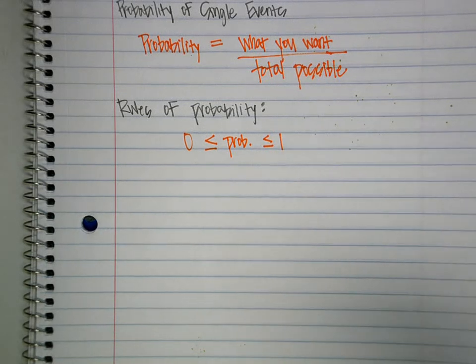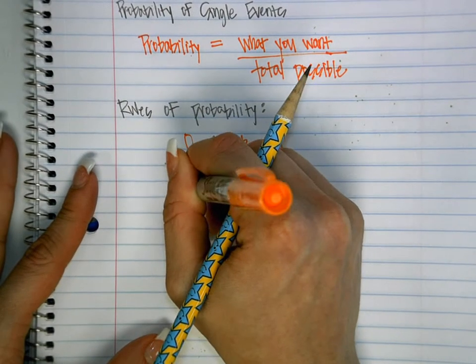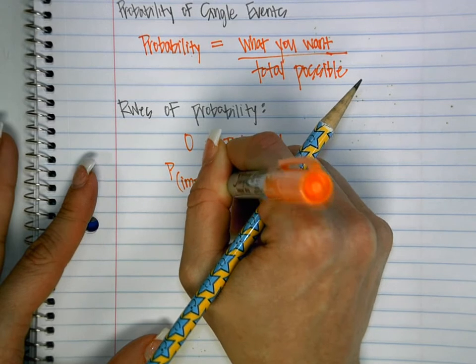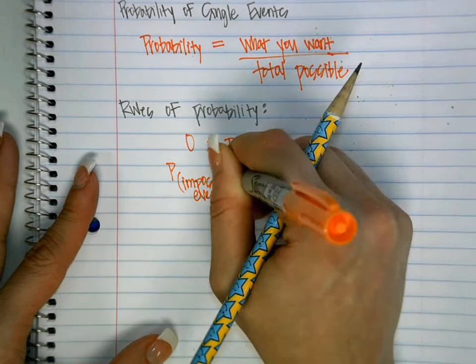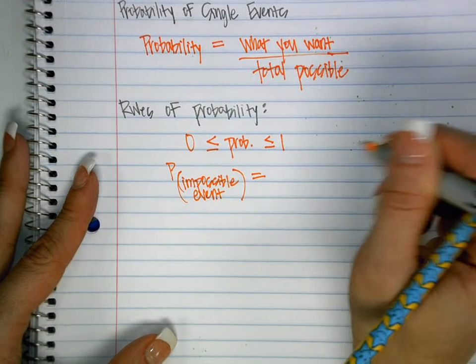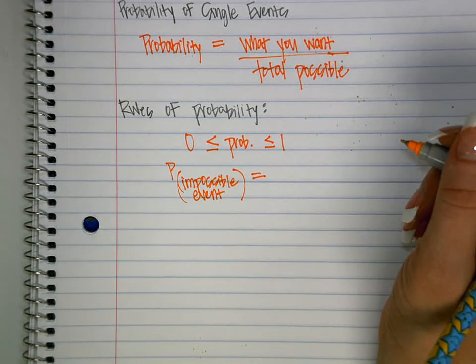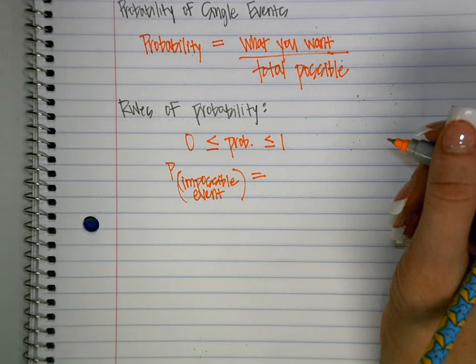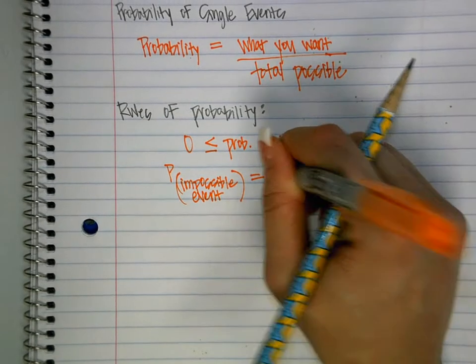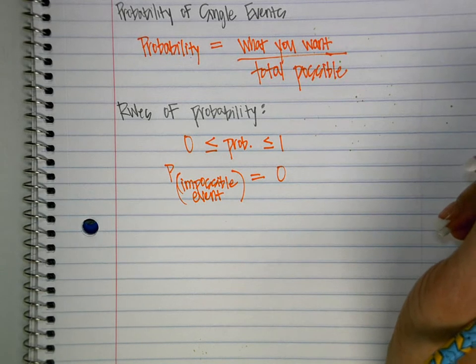Another thing you need to know about probability is the probability of an impossible event, and we write that as a subscript. What do you think that's equal to? Probability of something never happening. Could it be less than 0? No, that would be negative. There's no negative probability. 0. Exactly. So the probability of something that is not ever possible happening is 0.